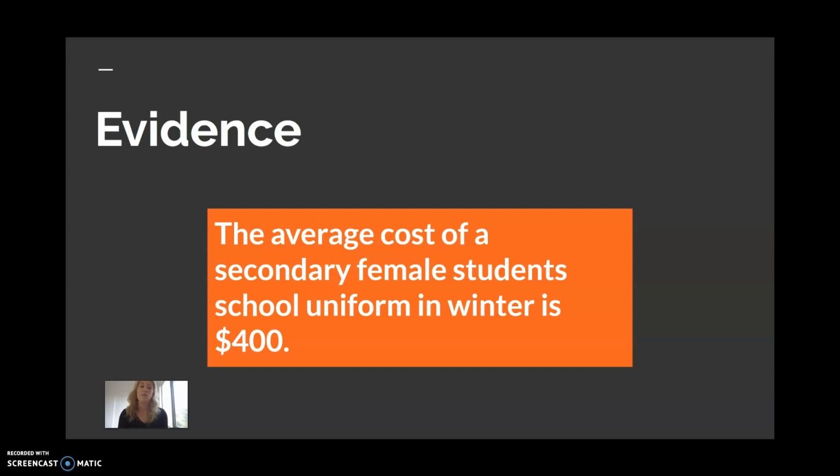So I've stated that uniforms are expensive. I need to prove it. The average cost of a secondary female student's school uniform in winter is $400. Now, I actually found this information online. I went to a credible website. Now, I'll talk about what that means in just a moment. I found this information on the Parliament of Victoria website that told me the average cost of uniforms across the board. Now, if I was referencing this in my essay, I would copy and paste the URL of the website, and I would put that in my reference list at the end of my essay.